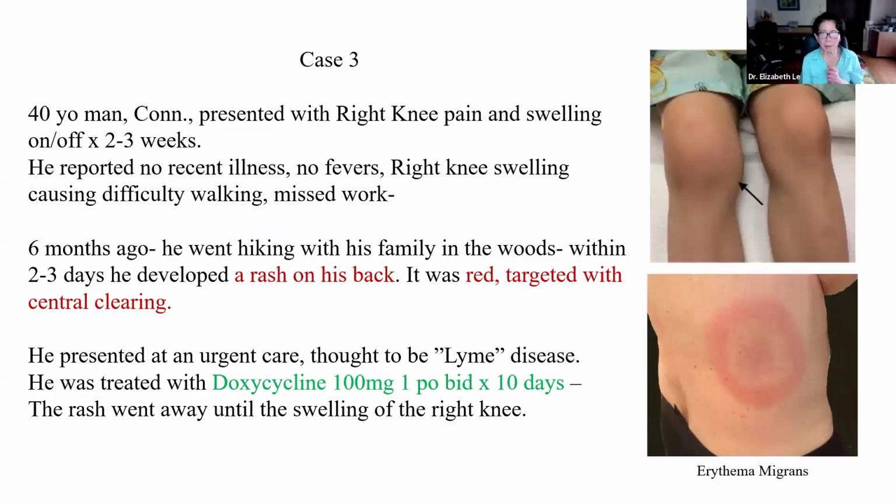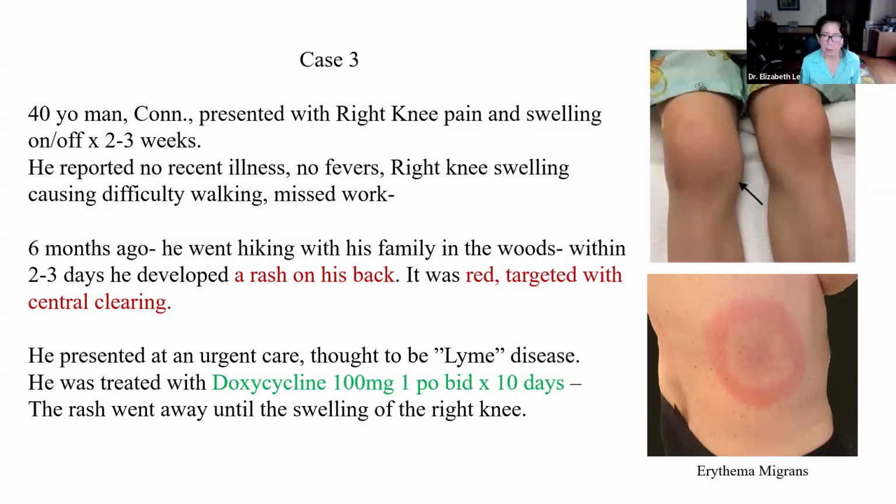Okay, now case 3, an interesting case. A 40-year-old man who lives in Connecticut presented with right knee pain and swelling, like in this picture. This has been going on and off for about 2 to 3 weeks. He reported no recent illness, no fevers. His right knee swelling is causing difficulty walking, and he's been missing work.